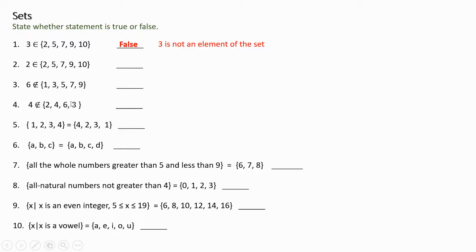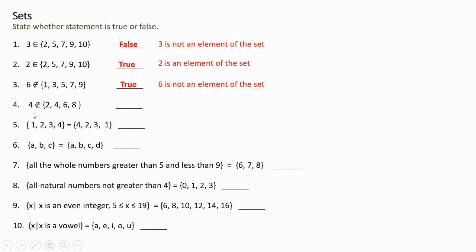How about number 2? Is 2 an element of the set 2, 5, 7, 9, 10? This one is true because 2 is an element of the set. Look at number 3. It's saying 6 is not an element of the set 1, 3, 5, 7, 9. Is that true or false? Very good, guys. It's true, because 6 is not an element of the set.